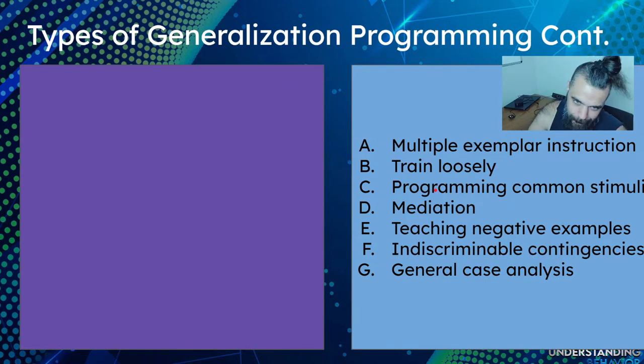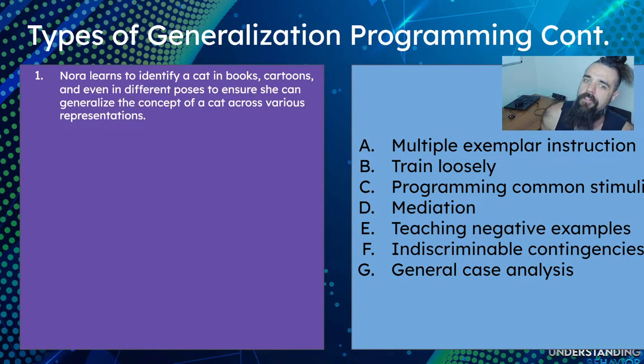We've got four more for you. What do we got? Nora learns to identify a cat in books, cartoons, and even in different poses to ensure she can generalize the concept of a cat across various representations. What do we got here?